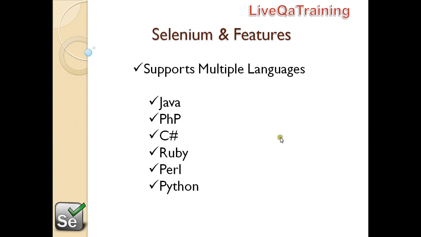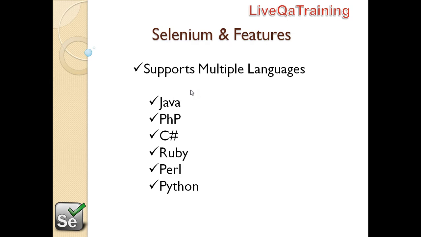And it even supports multiple languages as well. Now just take an example. You are an expert in PHP. You can start using PHP plus Selenium. You need not know Java to start automating web applications using Selenium. If you know Ruby, yes, you can automate the application using Selenium and Ruby. If you know Perl, yes, you can do it with Perl as well.